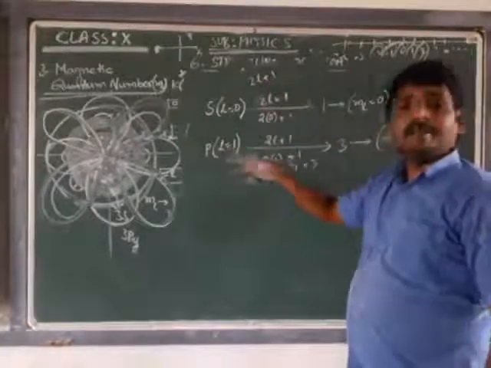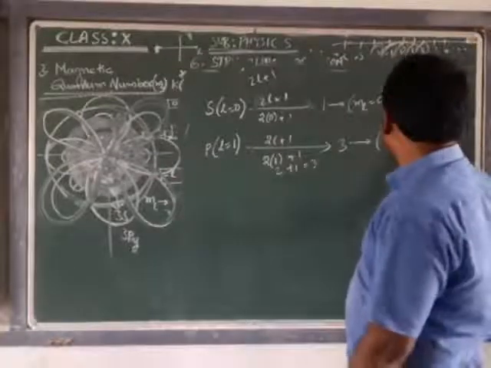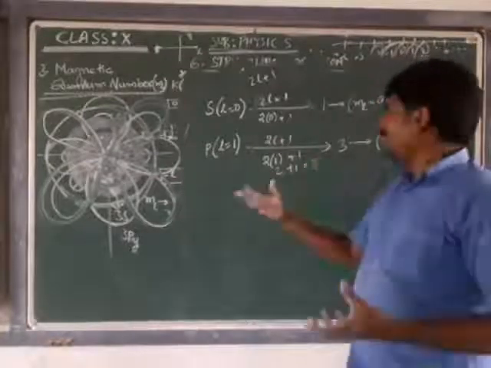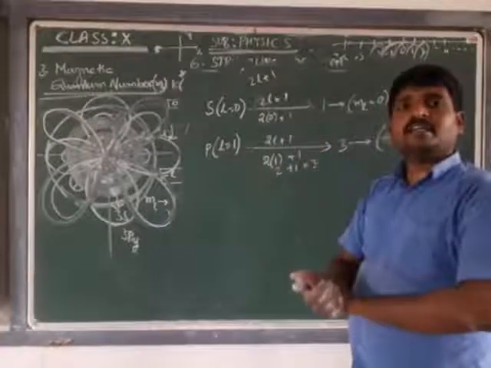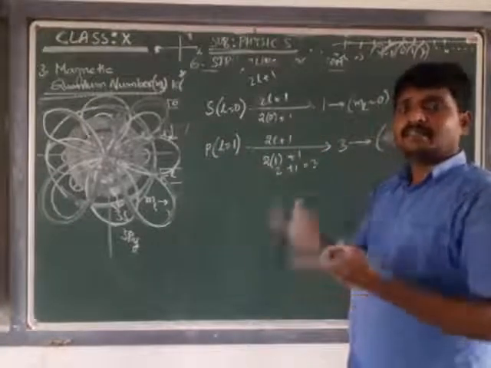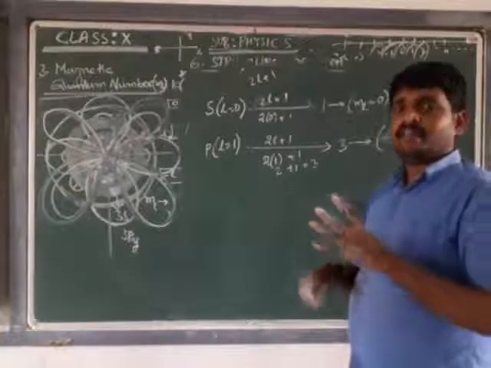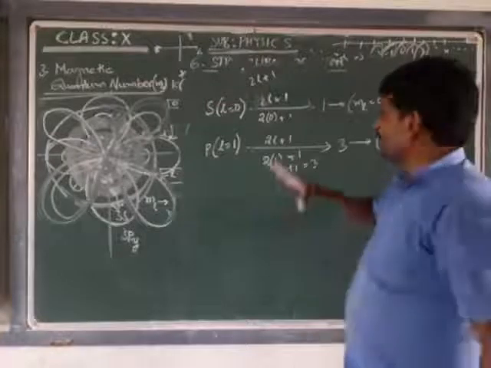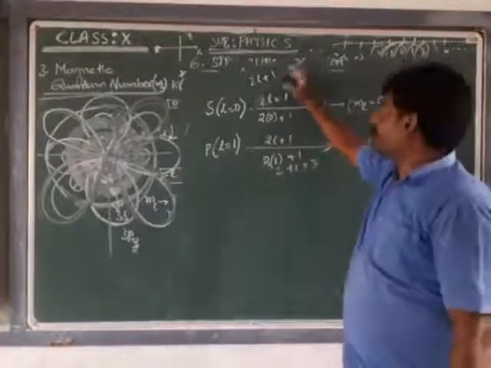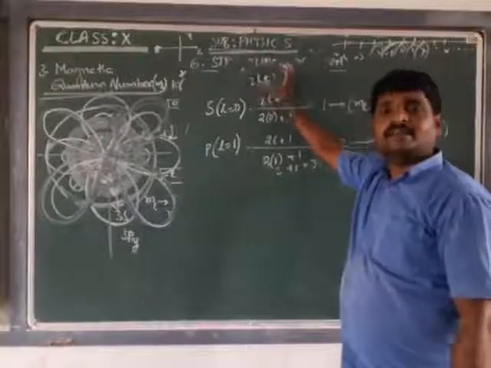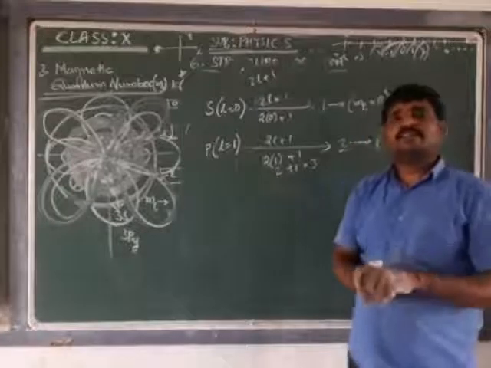That means p can be oriented in 3 ways: px, py, and pz, with minus 1, 0, and plus 1. If it is D, L is equal to 2, 2 into 2 plus 1, 5. That is, it is oriented in 5 ways: dxy, dxz, dyz, dx square minus y square, dz square. It contains the respective values and respective number. We have a formula to get it. This is about the magnetic quantum number. I hope you understood this session.